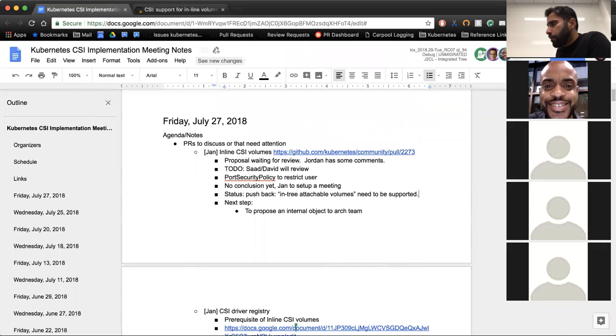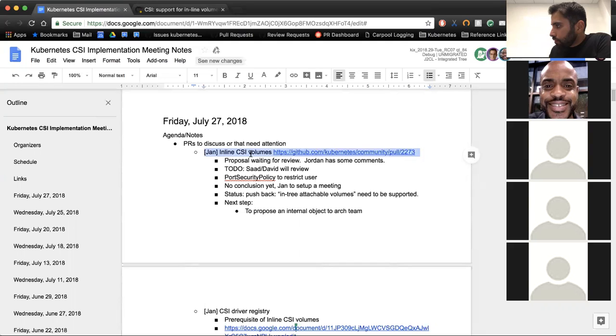So I want to make sure I understand the proposal here. The proposal for inline CSI volumes was saying that we're going to have inline CSI volumes, but only for some subset of drivers, not all drivers. So most drivers that are attachable, we're not going to allow inline CSI. The pushback you got on this PR was: what about entry attachable volumes that today can already be referenced as inline? How do we support them? And it sounded like with the migration plan that you guys had, that was already solved, wasn't it?